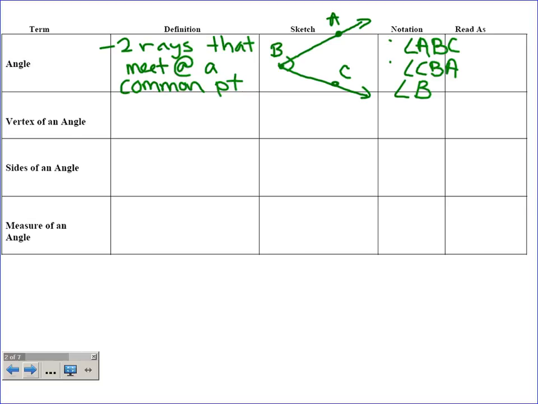Second one, vertex of an angle. It's the common point we just talked about. Boom, it's right there. The vertex is the common point. It's B. Draw the little arrow, there's your picture. It's B. Got it?